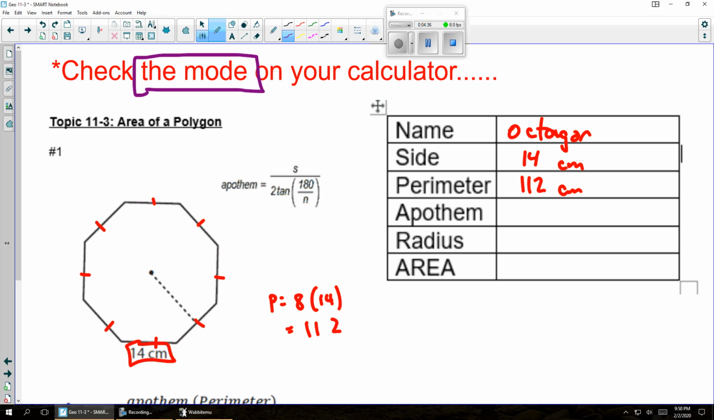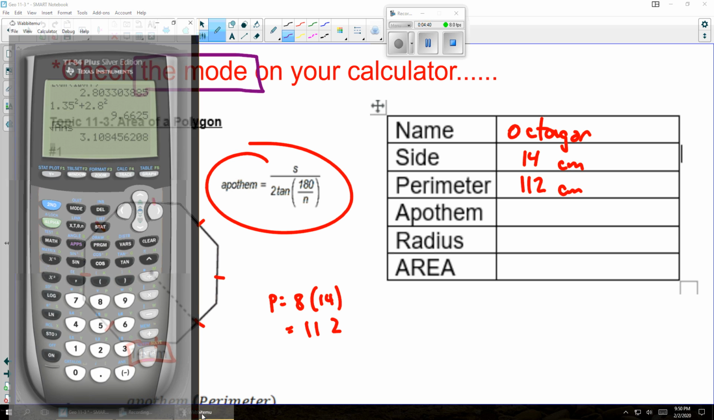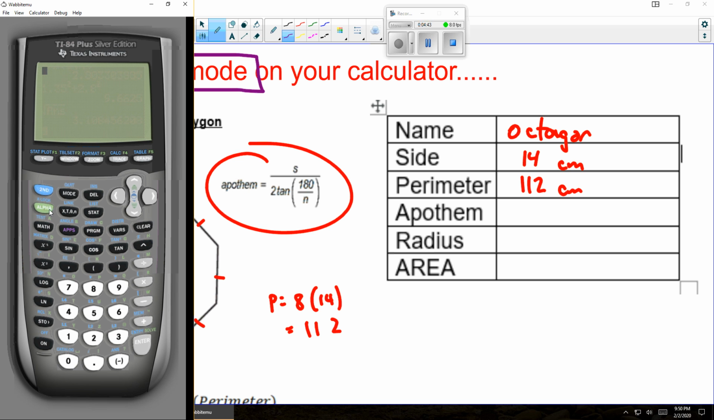And so now I need to find the apothem, and I'll use that same formula that I used just a second ago to find the apothem. So make a fraction. Go ahead and do this on your own. So that's 14 divided by 2 times the tangent of 180 divided by 8. Try it right now. Try it on your own. Grab a calculator. Do it yourself.